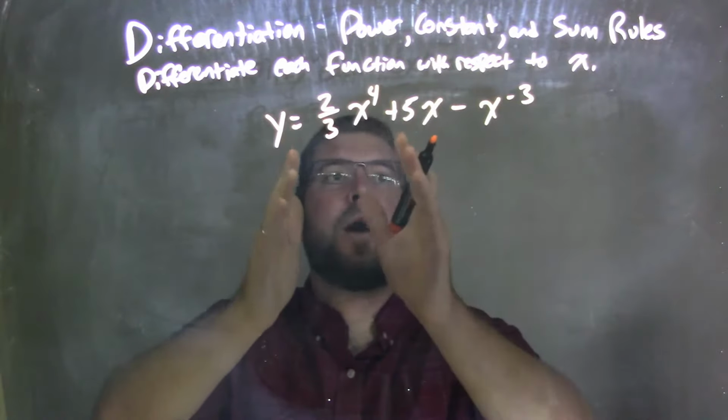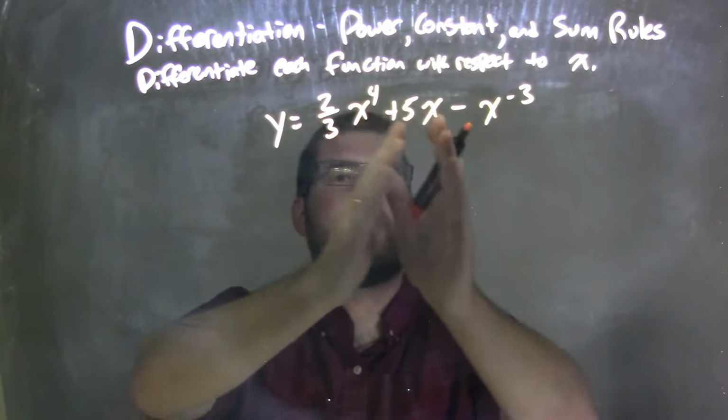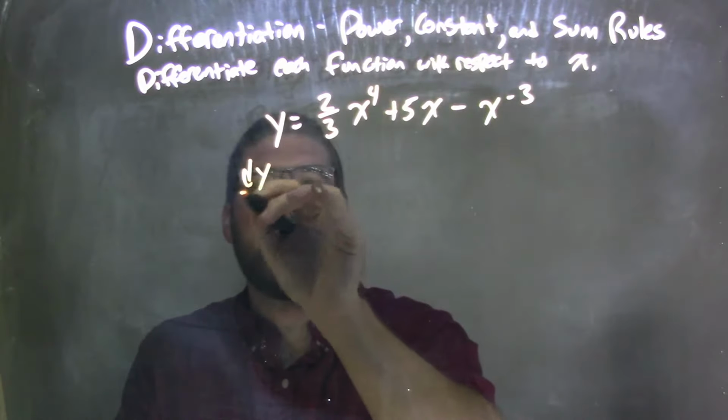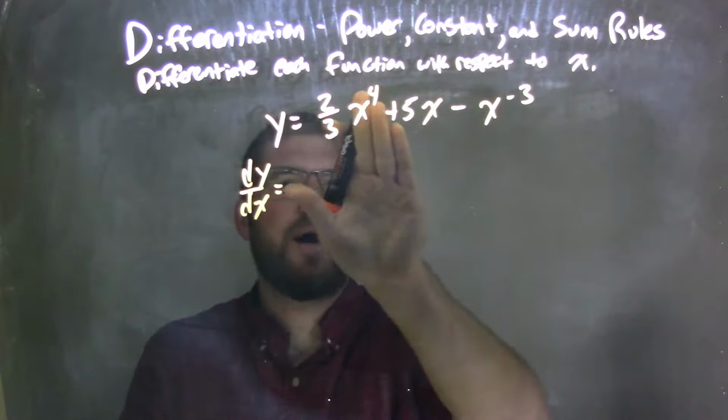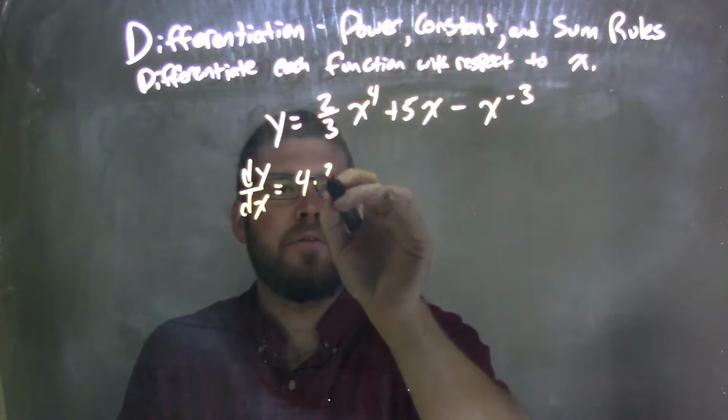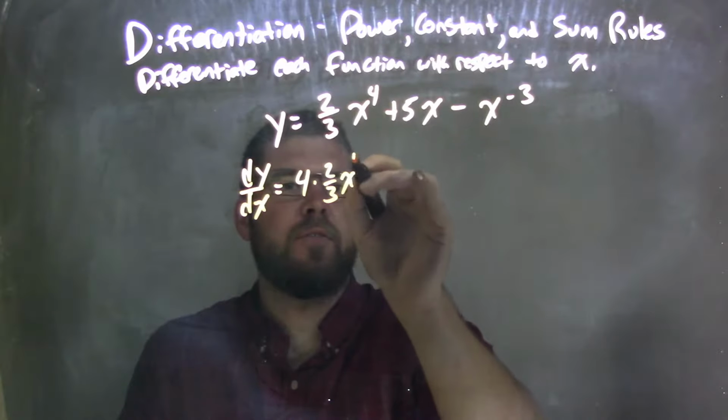All right, so power rule. What we're going to do is use the power rule for basically each section here, each term. So when I take my derivative, dy/dx, I'm going to think of the power rule for each part individually. So this first part here, 4 comes out front, 2/3, right, times x to the 4 minus 1 power.